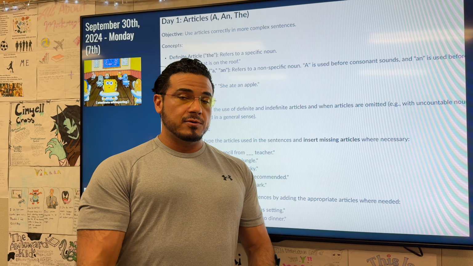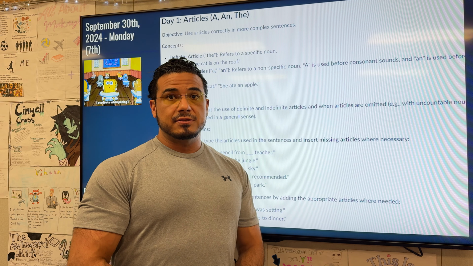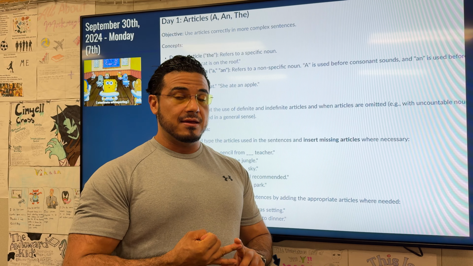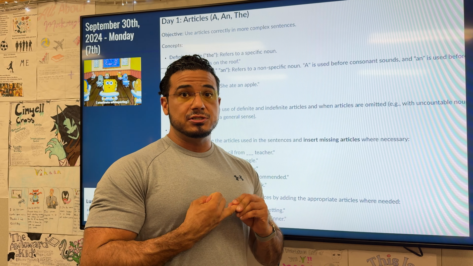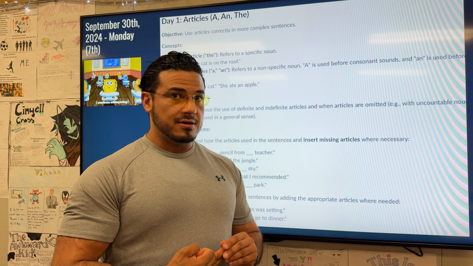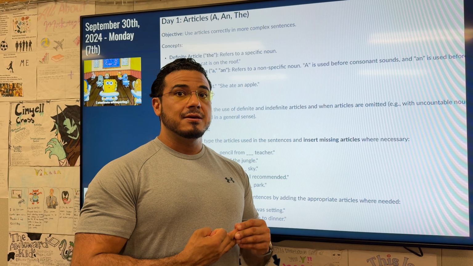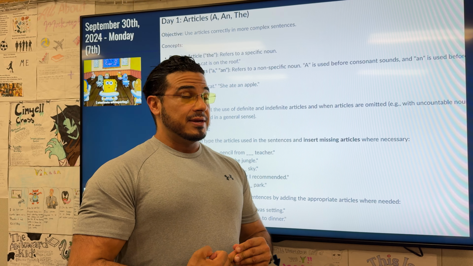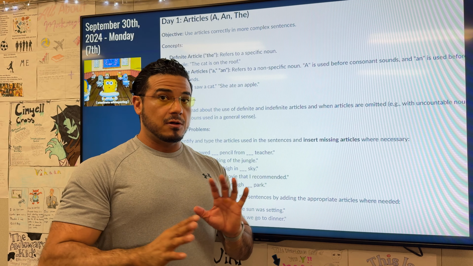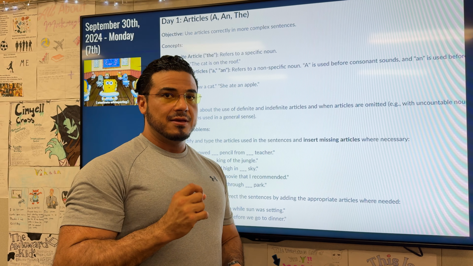In today's video, what we're going to be covering are the three articles that we have in English. They consist of a and an, which we refer to as general articles. And then we, of course, have the word the, which is what's referred to as a definitive article. Now, to go over the concept, the definitive article the refers always to a very specific noun.